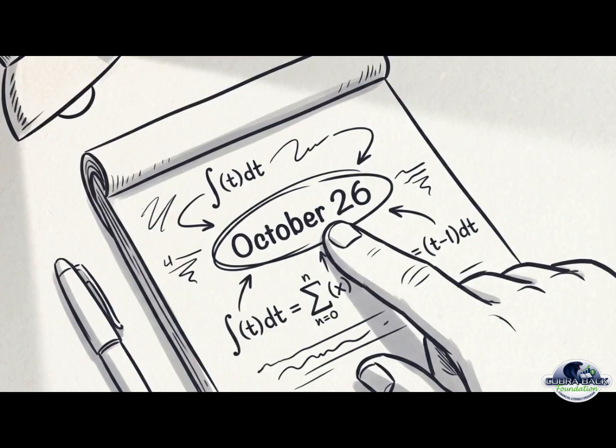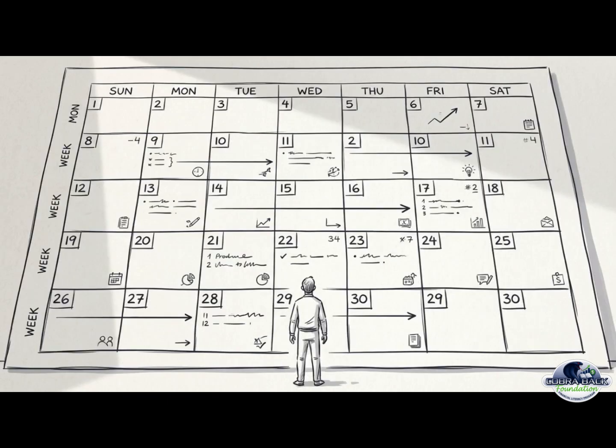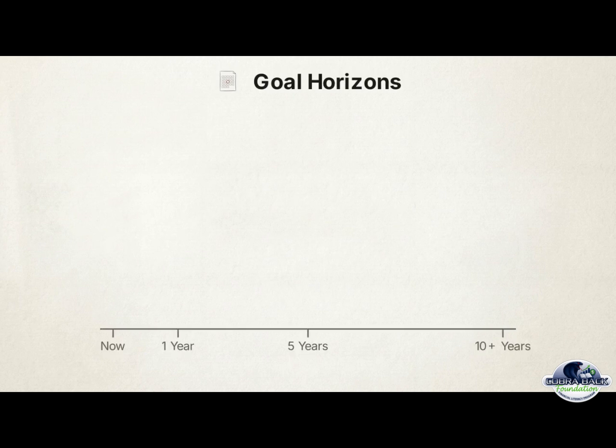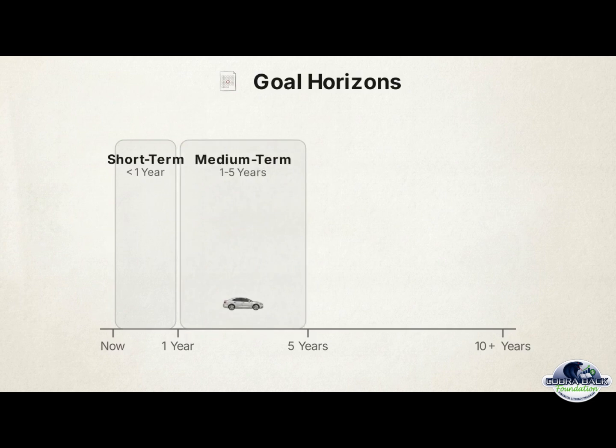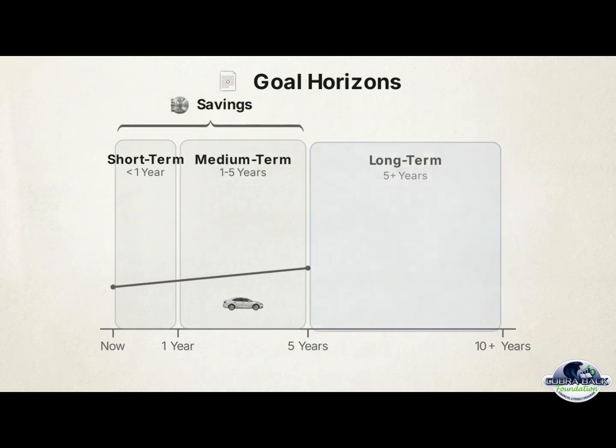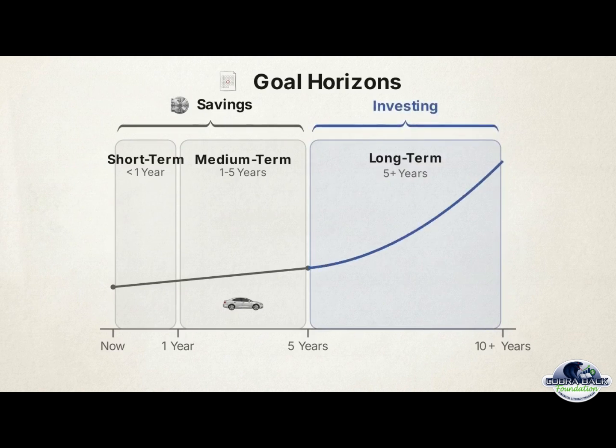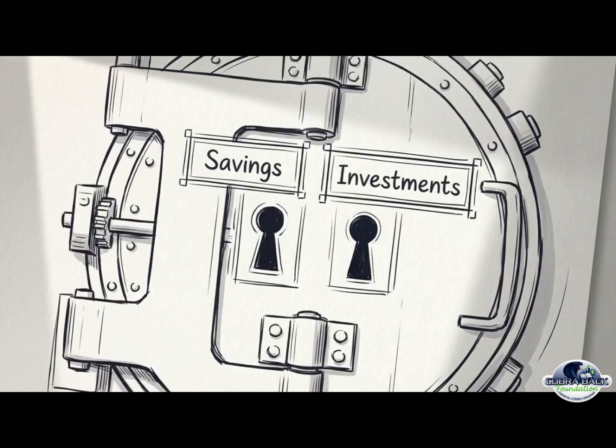Now that we have the exact timeline for your goal, we need to evaluate where it sits on the financial calendar. This timeline displays goal horizons. Short-term takes under a year, medium-term takes 1 to 5. For these, a standard savings account is sufficient. But for goals 5 years out, notice this upward curve. You must invest to leverage compound returns. Properly categorizing your timeframe dictates the exact financial vehicle, whether it's a savings account or an investment portfolio, needed to safely house your money.